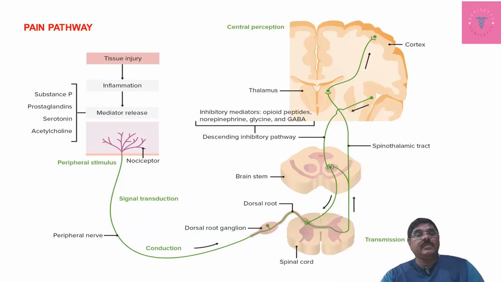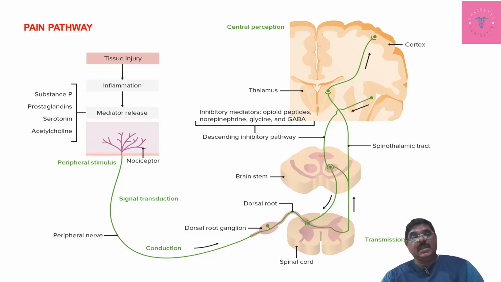Whenever tissue injury occurs, inflammation occurs. These are all inflammatory mediators: substance P, prostaglandin, serotonin, acetylcholine. They are released at the injury site and stimulate the nociceptors. Nociceptors in turn carry the pain signal from the peripheral nerve through signal transduction and conduction to the dorsal root ganglion.